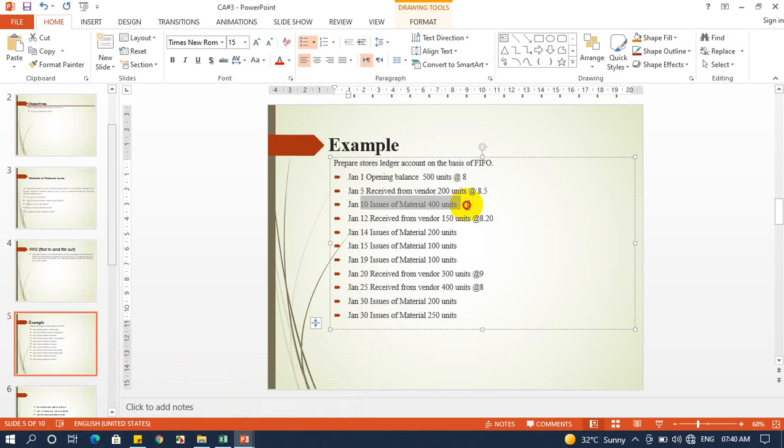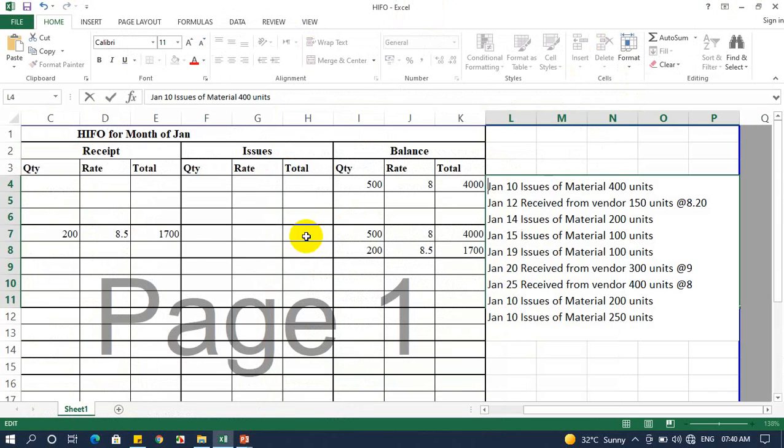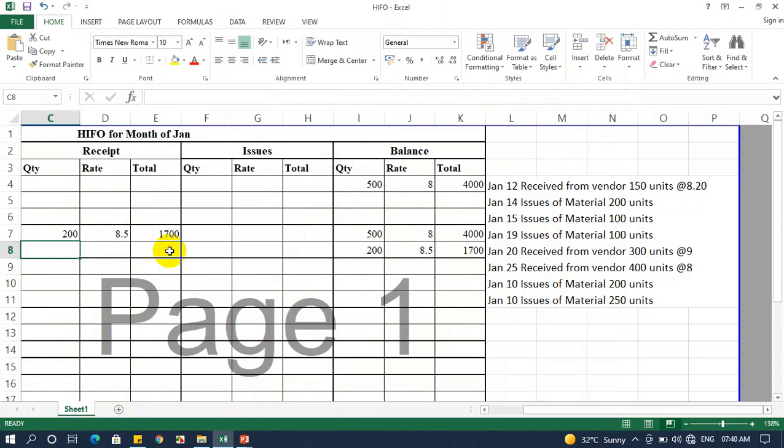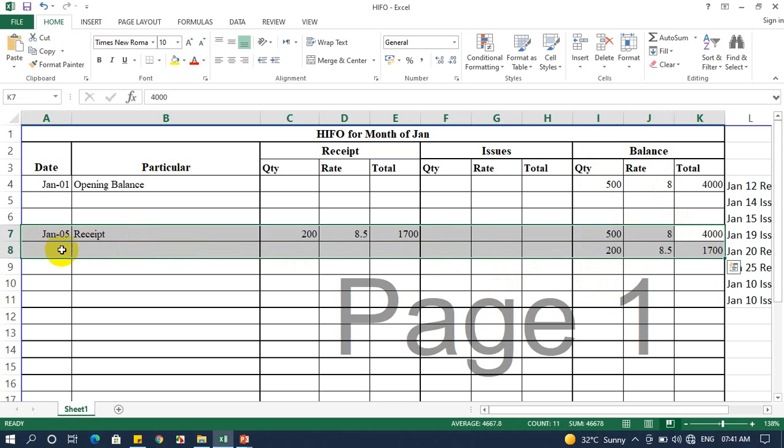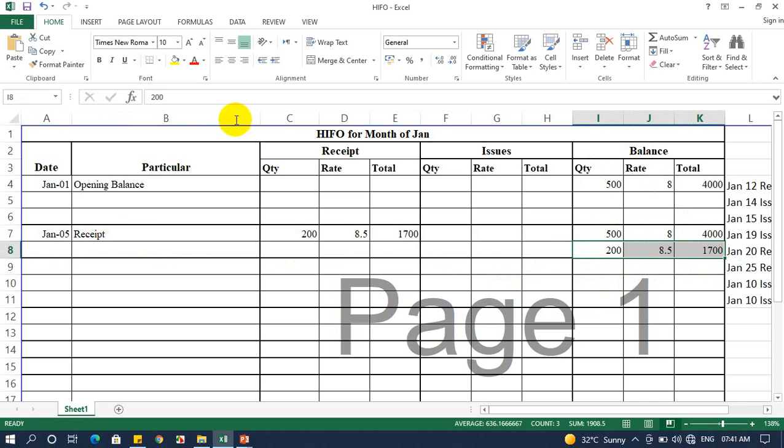On January 10 we have issue of material 400 units. So what happened? We'll come to issue. We need to issue. So if you go to the balance column at the very last period, which is January 5, which is the highest rate here? 8.5, right? So we have to select this one first, right? And then we are selling the second one, the first one, which is red.